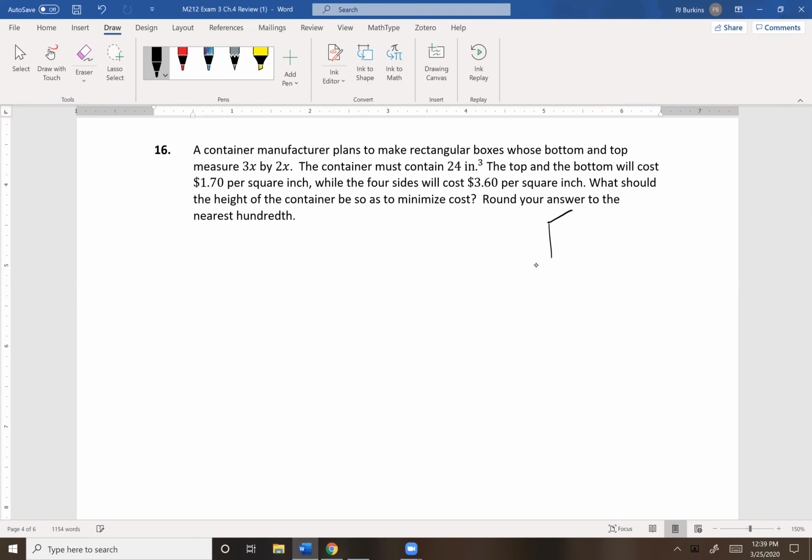Oh, it's terrible. I got to start over. Much better. Okay. Bottom and top measure 3x by 2x. So I'm going to call this length 3x and this length 2x. And then the container must contain 24 cubic inches. So that tells me that the volume is 24. Top and bottom will cost $1.70 per square inch.